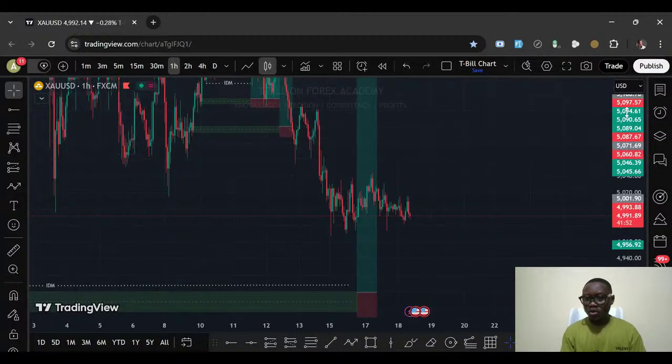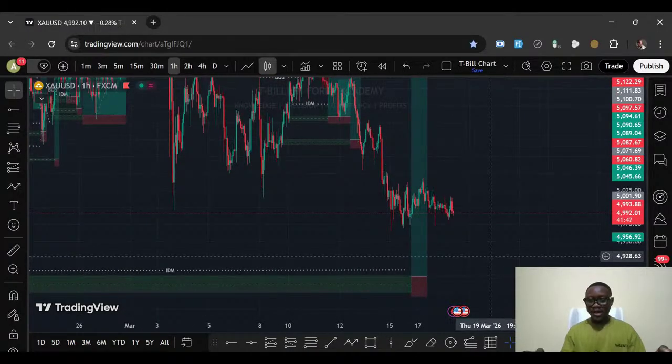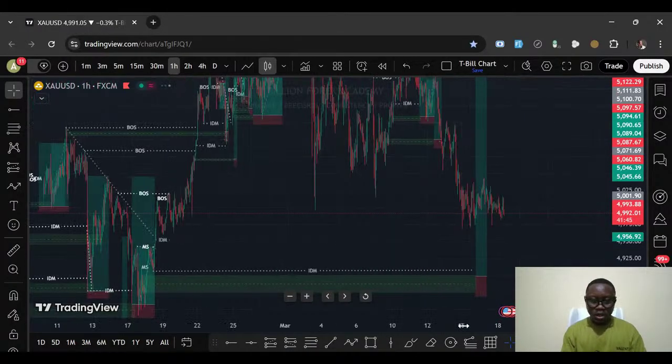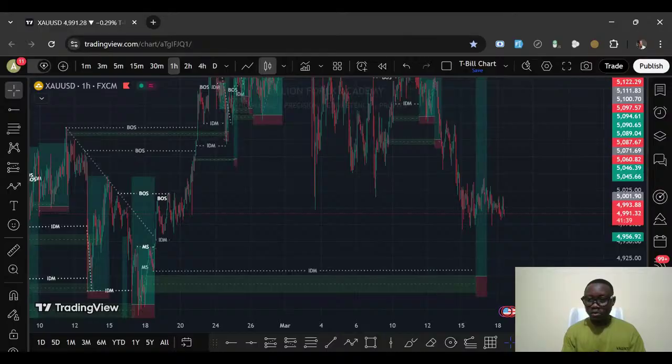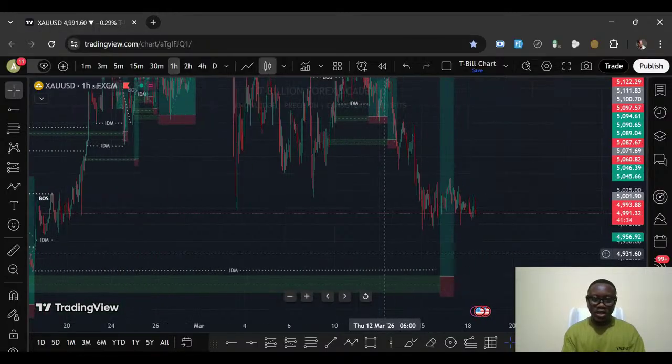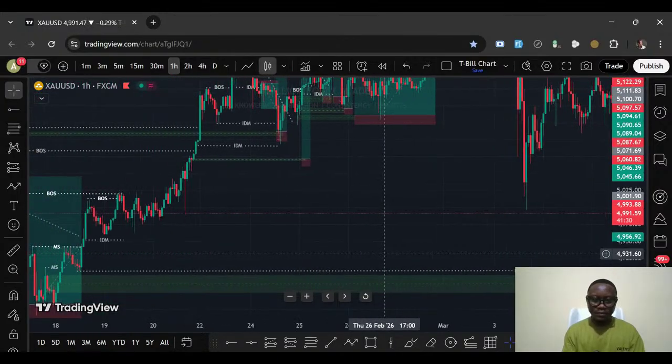So a quick one on gold. For gold, we are still maintaining our bullish bias. And as we did in our last session, we marked out this order block zone. We're basically waiting for price to tap into this order block zone so we can take our trade accordingly, right? So this is our order block right here.